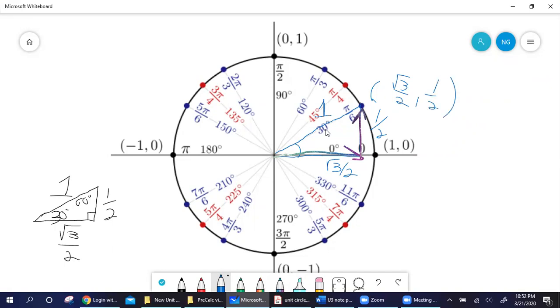And now why is that important? Well, that's important because since I'm on the unit circle, this is the cosine of the angle. This is the sine of the angle.